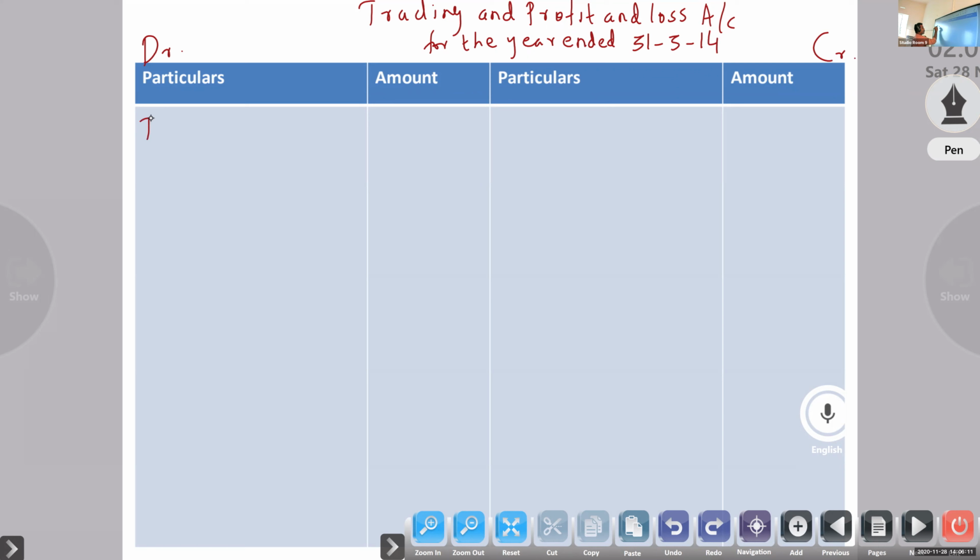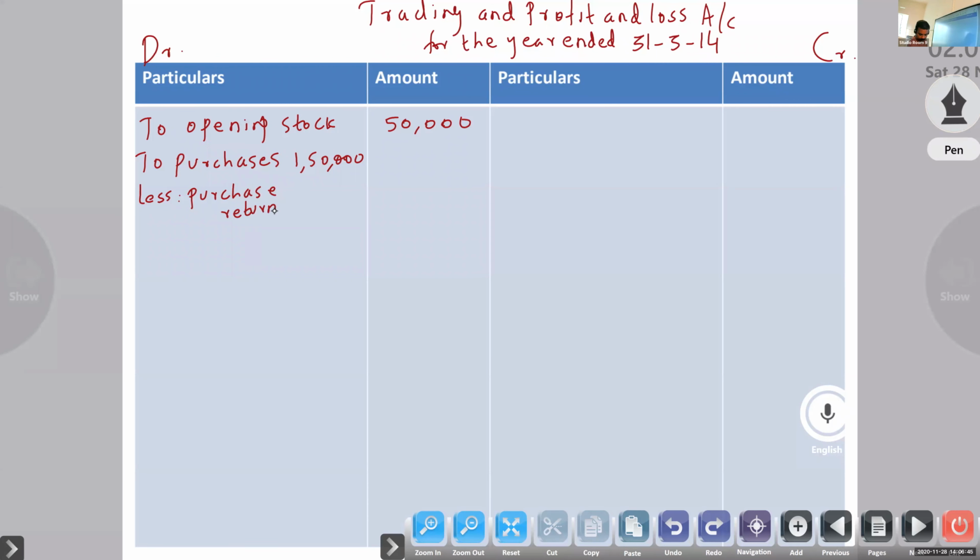To opening stock. Opening stock, no adjustment, 50,000. Next, to purchases. On the credit side, a return is there. To purchases 1,50,000 less purchase return. It's return outward; if you write return outward also, no problem. 4,500.